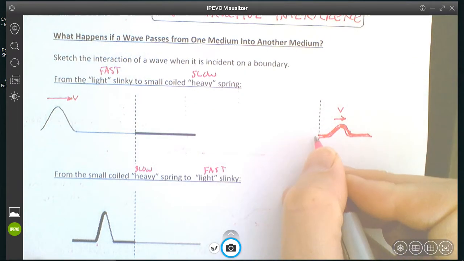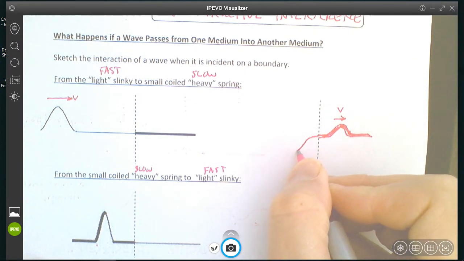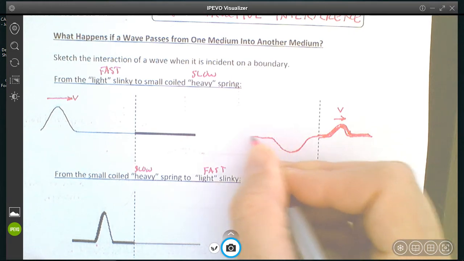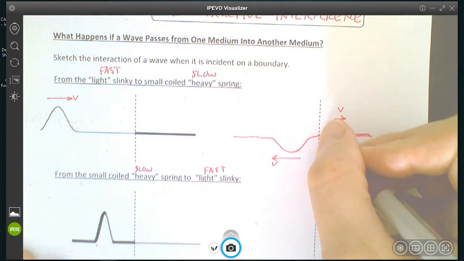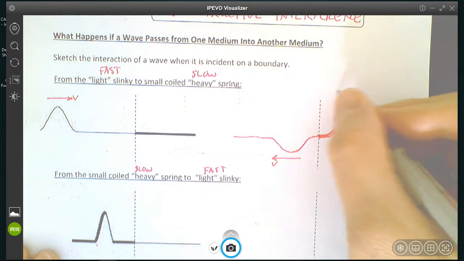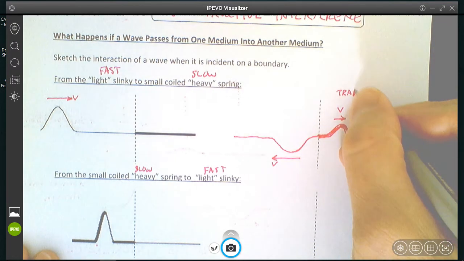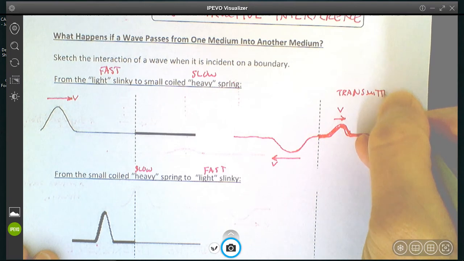And the wave that reflects back will reflect back a little bit smaller, but at the same speed that it originally came in. So this is called the transmitted wave.